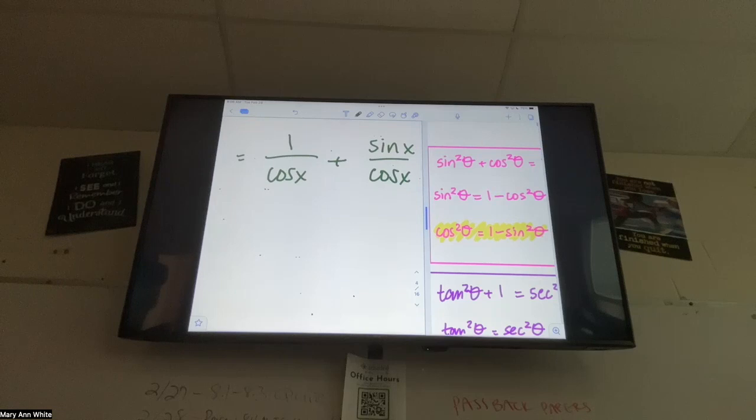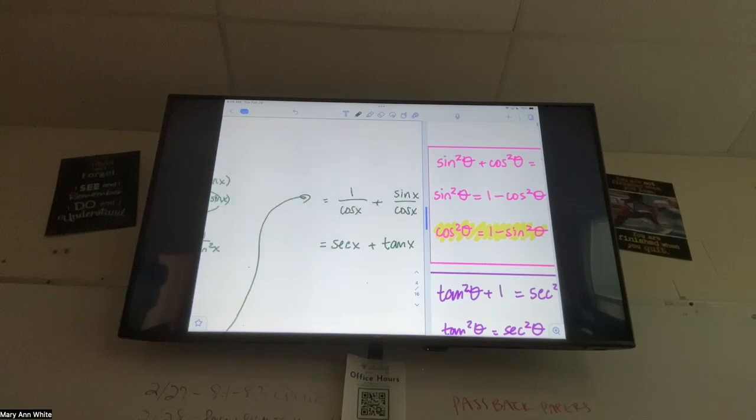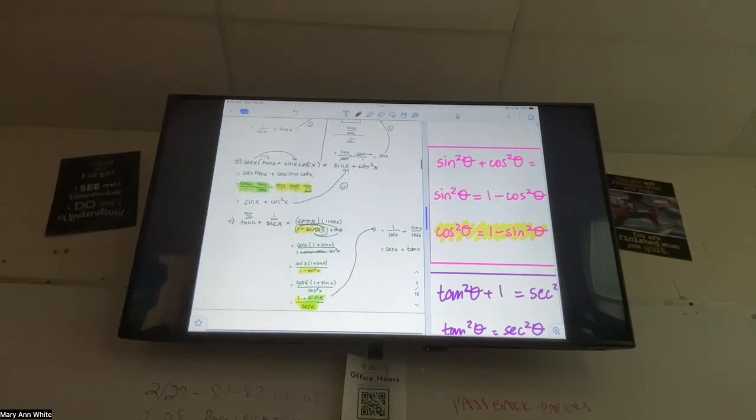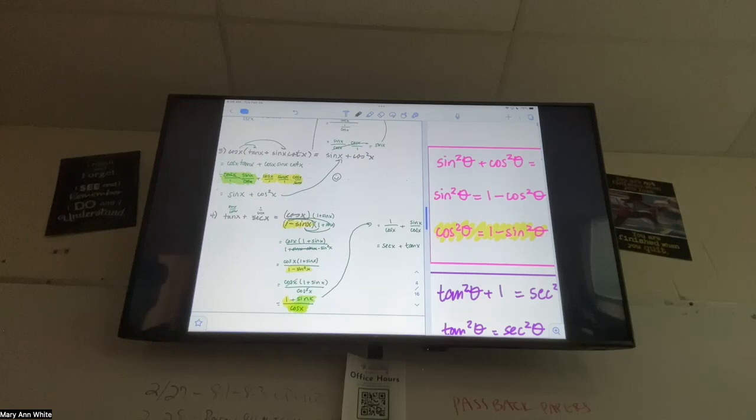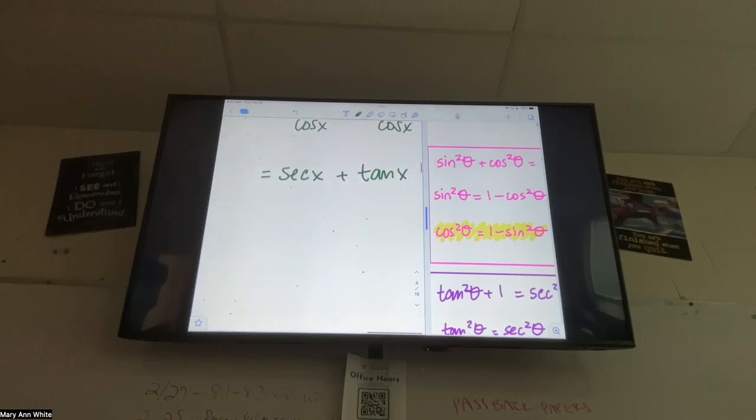Ooh, I'm almost there. Can you see what I need to do next? What's 1 over cosine the same thing as? Secant. What's sine over cos the same thing as? Tangent. Have I matched the left side yet? Almost, right? But I need to do one quick thing before I actually match it. So it started with tan plus secant, and I got secant plus tan. What should I do? Just flip it. I'm just allowed to flip it, but I do want you to take that extra step to make it exactly match what we have.